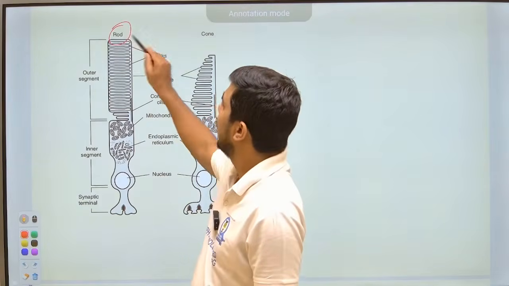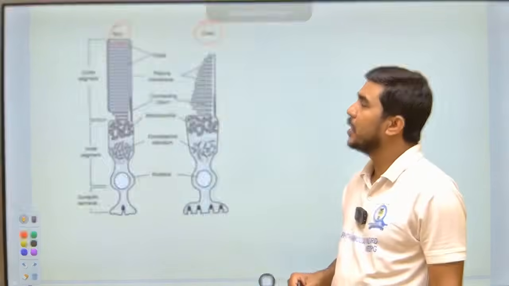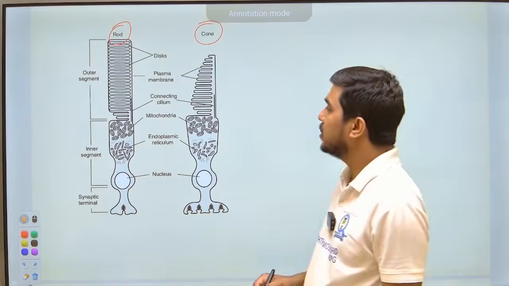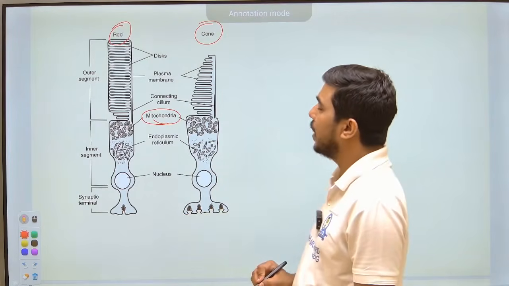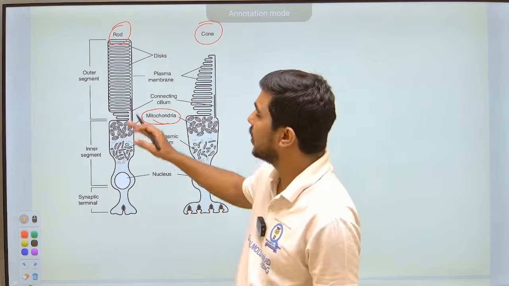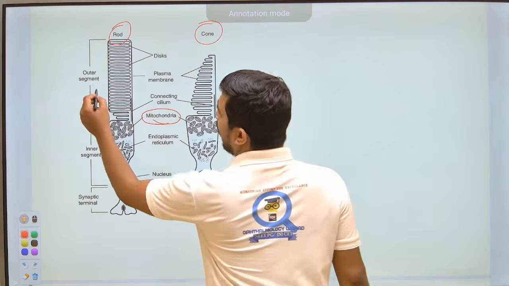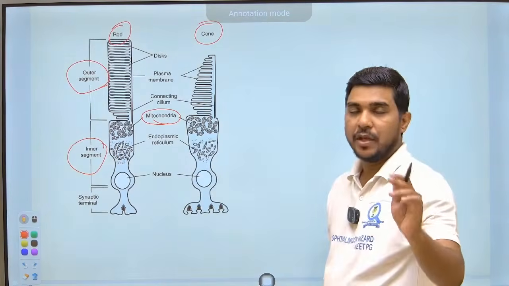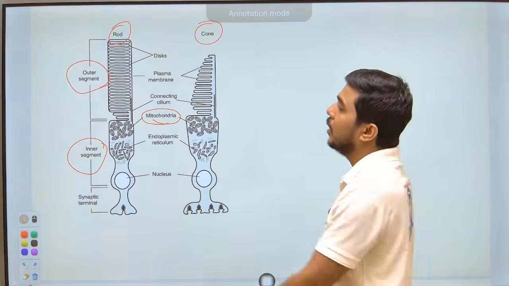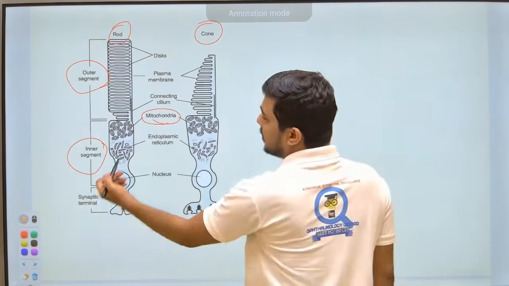This is rod and this is cone. What you need to understand is that the first question is about mitochondria. Mitochondria is present in which segment? Basically, the photoreceptor is divided into outer segment and inner segment. This is very important to understand. There are two segments of the photoreceptor: one is the outer segment, another is the inner segment.